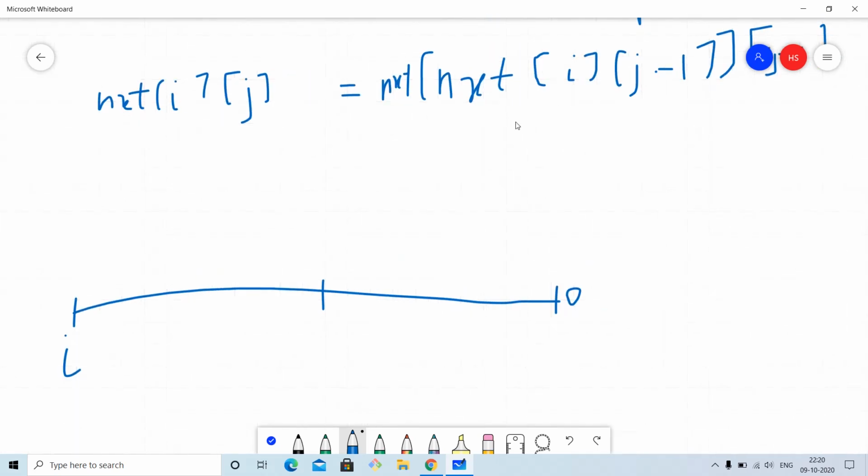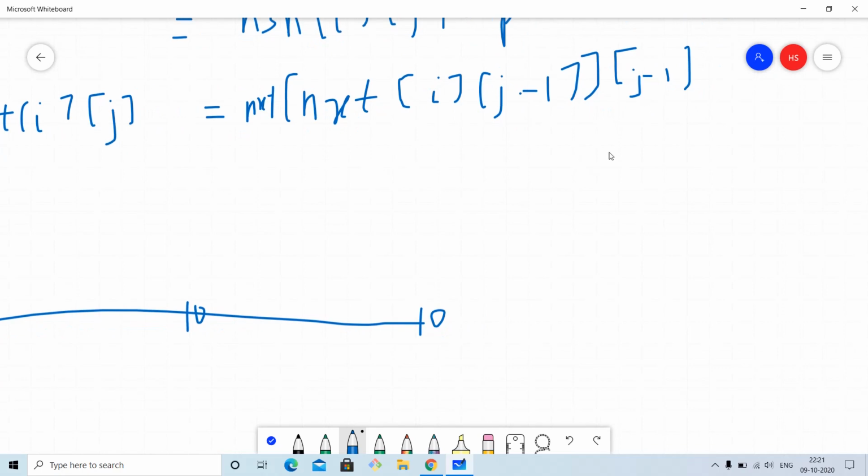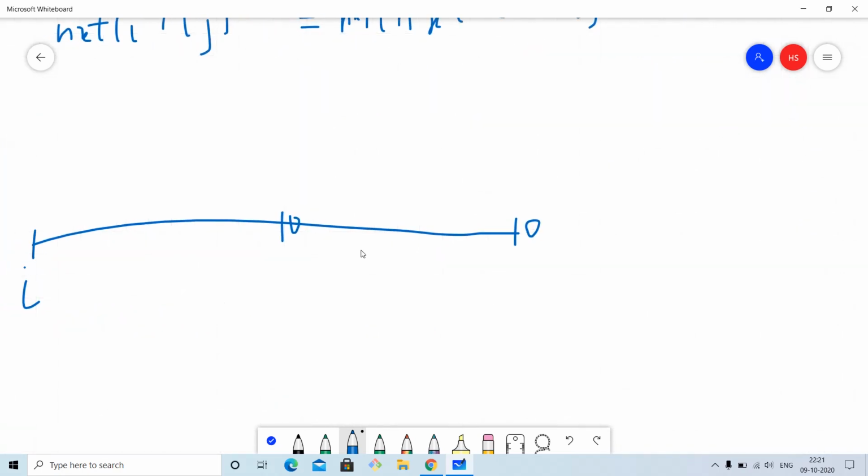First of all, what is this next ij minus 1? Next ij minus 1 is the position after the length to the power j minus 1, which is the position after this middle part here. And from here we will compute the index after the length, after again this to the power j minus 1, which is this whole middle length. So which will make it come here.